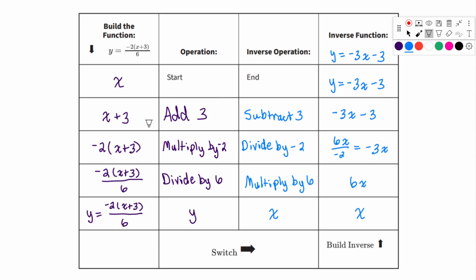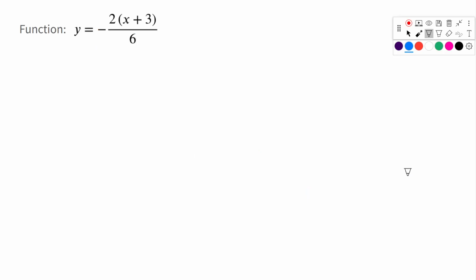So you just start by listing the operations done to x in the order they happen, and then to find the inverse, you start with x, and you undo those operations in reverse order. Now if we want to do this algebraically, I'm going to use the same equation. We're going to follow these steps.